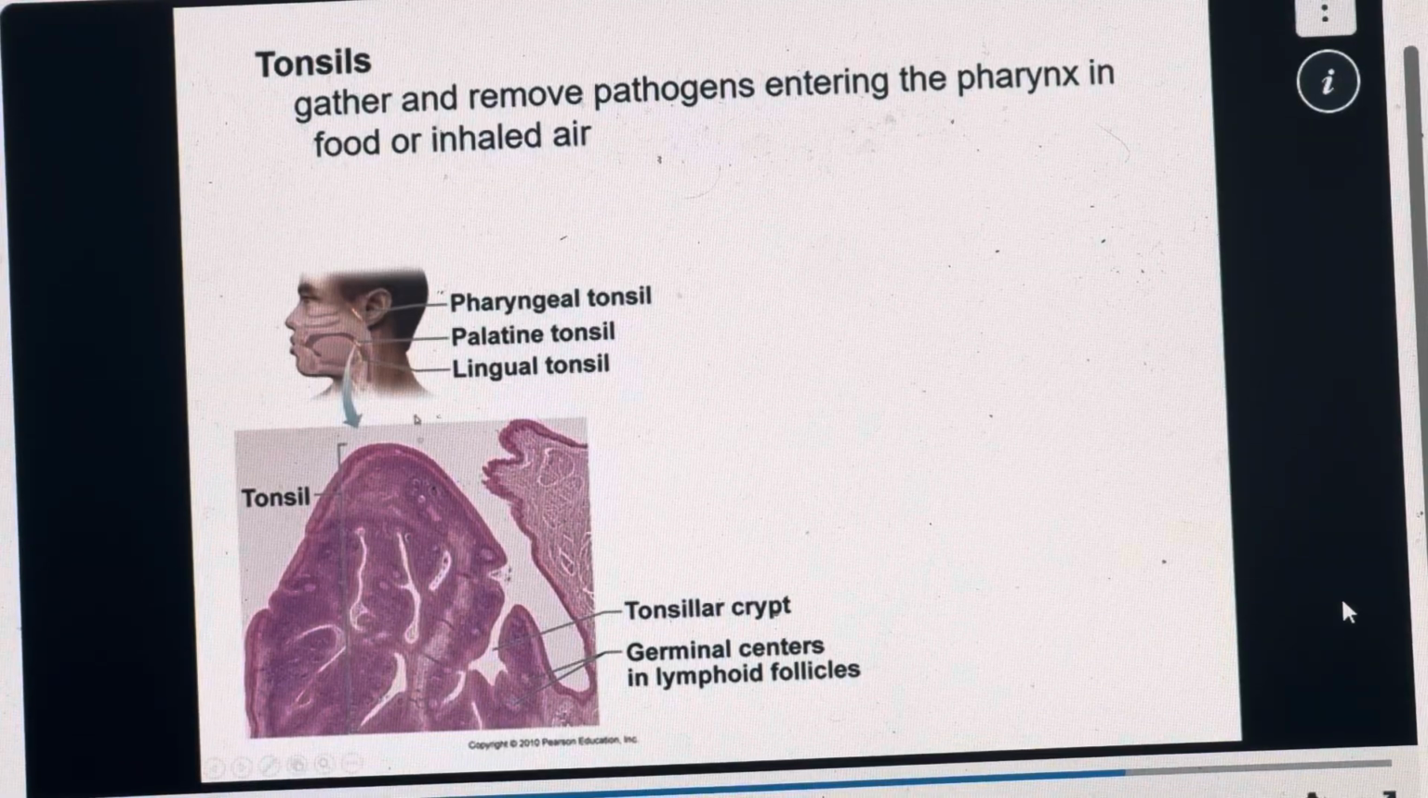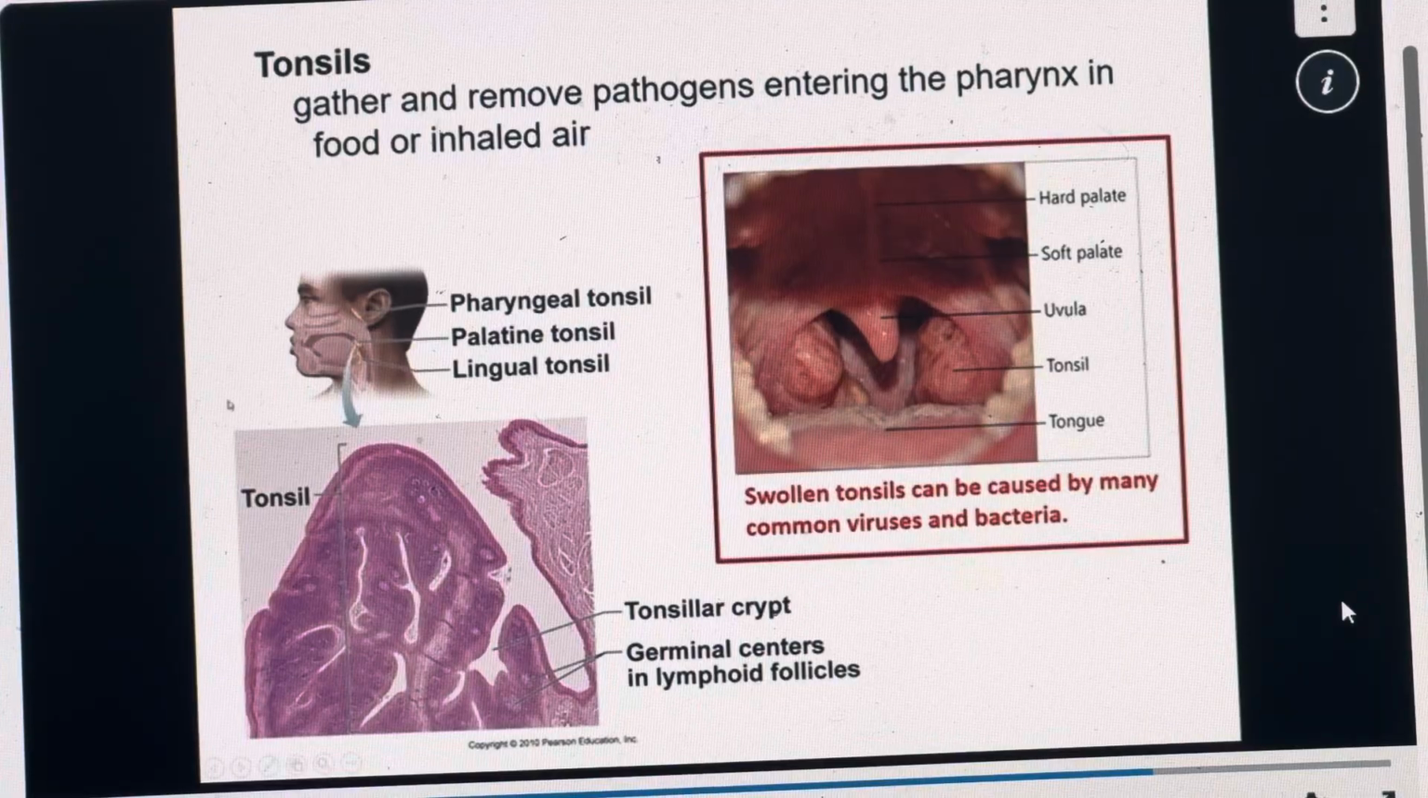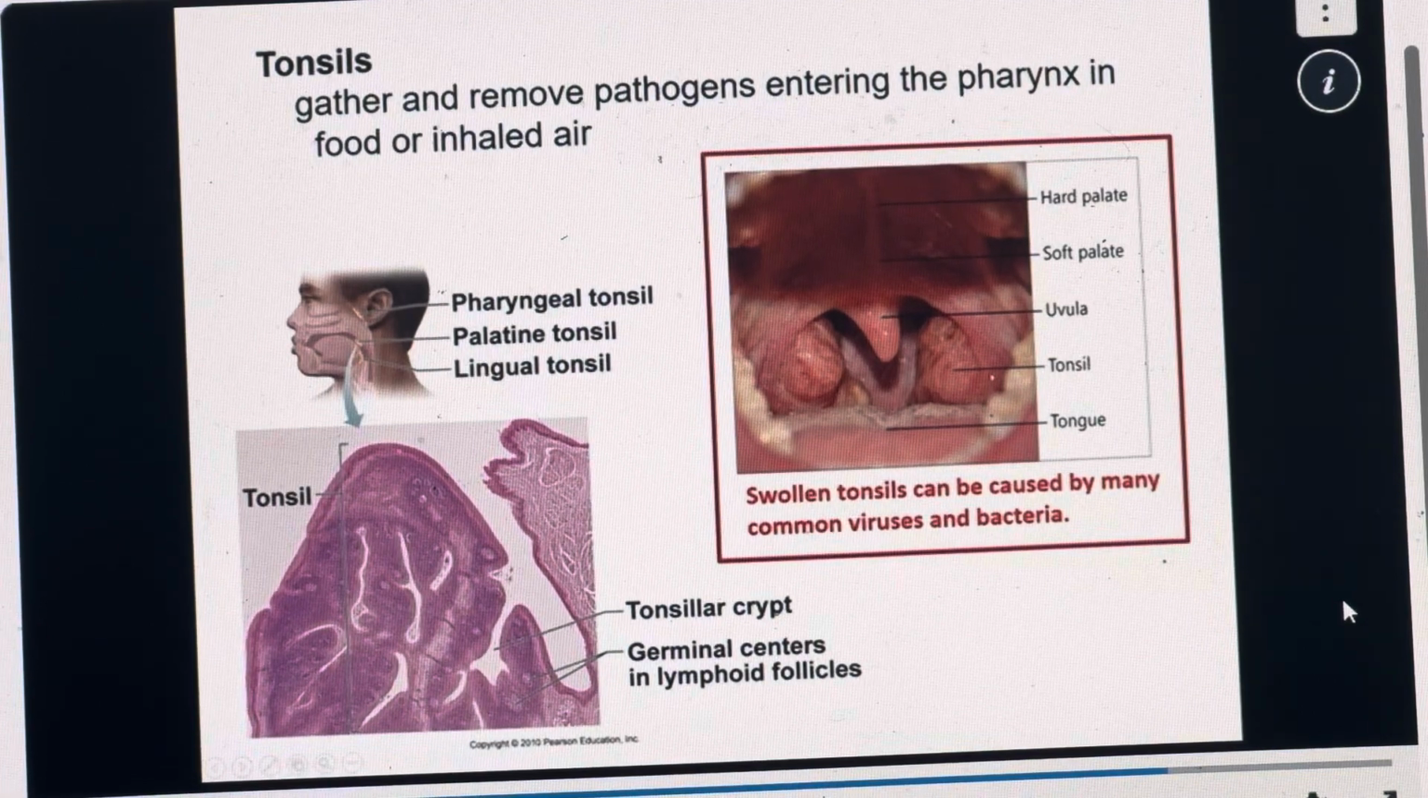And the tonsils are strategically located in areas where they're going to be able to filter or remove pathogens that are coming into the throat along with inhaled air or food that is being eaten. So viruses or bacteria that are filtered out can sometimes cause small localized infections within the tonsils, and that causes swollen tonsils that can accompany certain types of infection.